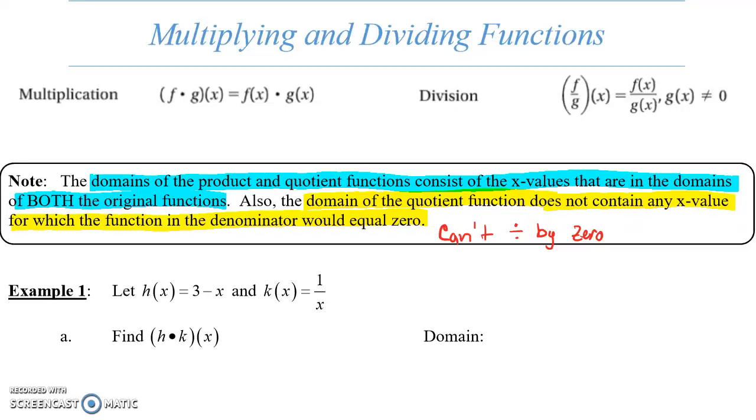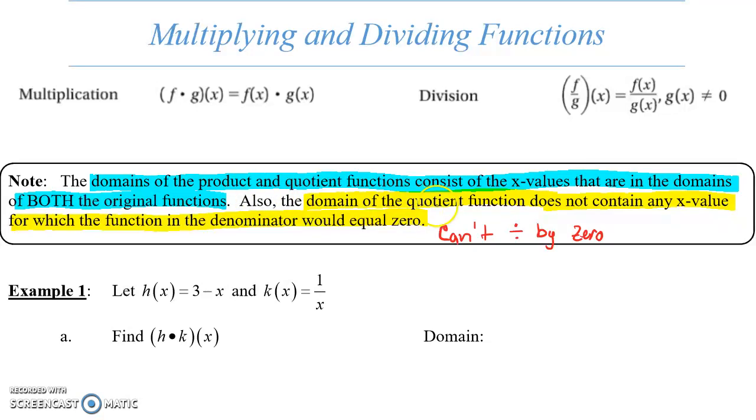This is video 2 of our function operations series, and this one is going to focus on multiplying and dividing functions. I'm starting right away with information about the domains. Just like with the sum and the difference, the domains of the product and quotient, multiply or divide, will consist of x values that are in the domains of both the original functions. So we need to combine those domains, but there's one additional restriction.